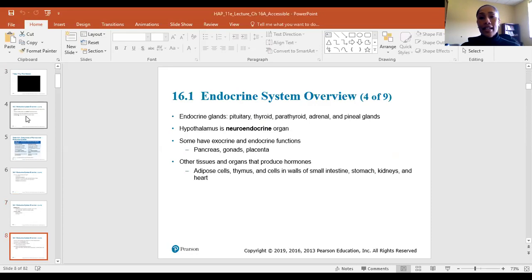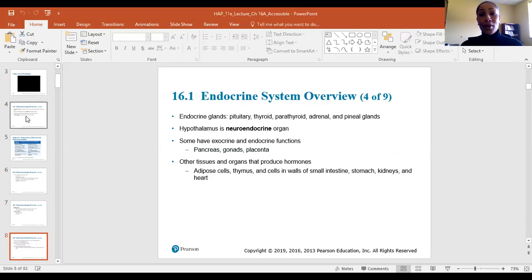So the endocrine glands that we will talk about most commonly with this chapter will be the pituitary gland, thyroid, parathyroid, the adrenal gland, and the pineal glands. The hypothalamus is considered a neuroendocrine organ because we find the hypothalamus within the brain, so it's associated with the nervous system, but it also plays a vital role in this particular system as well. So that's why it is referred to as a neuroendocrine organ.